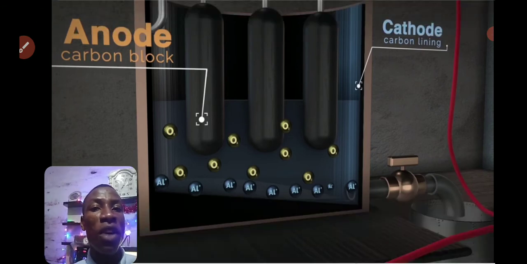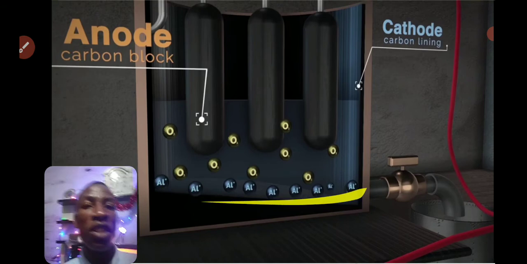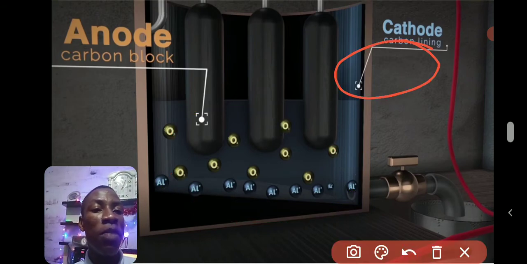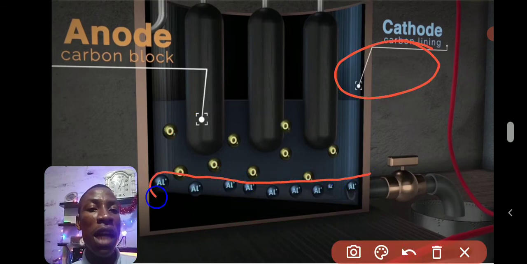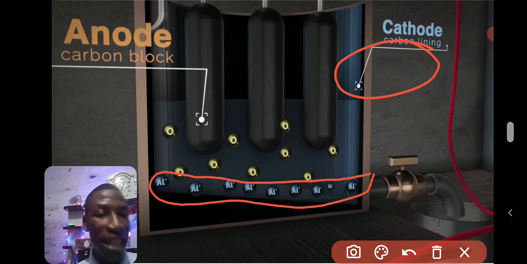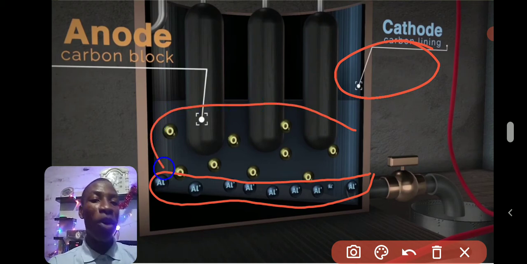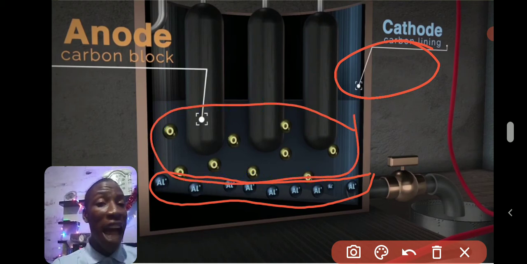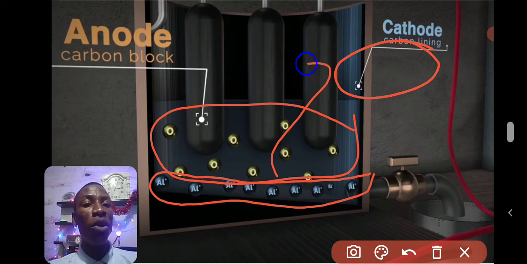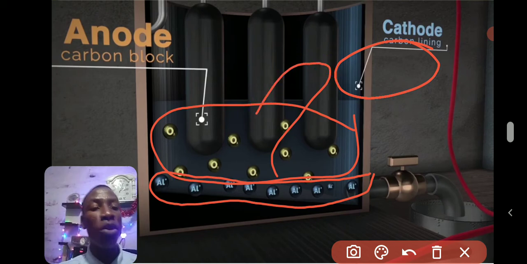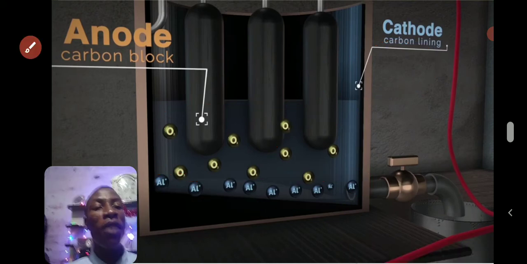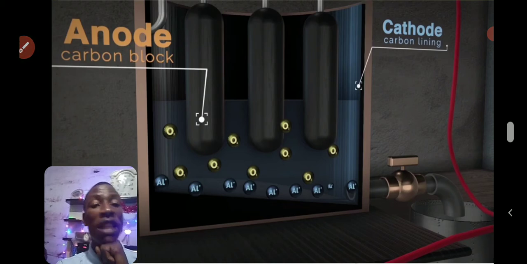You can see this already. The aluminium is already split from the oxygen. You can see the aluminium going to the cathode. The cathode is the lining, so they will move to the cathode, while the oxide ion, the oxygen, is an anion, so it moves to the anode. Anion goes to the anode, while cation goes to the cathode. Remember that. Okay, so that is what happens when you connect them to an external supply.